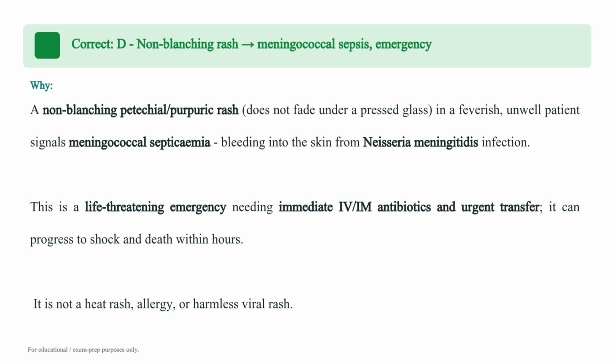The answer is D. Meningococcal septicemia, and the priority is emergency antibiotics now. A non-blanching petechial or purpuric rash, one that does not fade under a pressed glass, in a feverish, unwell patient signals meningococcal septicemia, bleeding into the skin from Neisseria meningitidis. This is a life-threatening emergency needing immediate IV or IM antibiotics and urgent transfer. It can progress to shock and death within hours. It is not a heat rash, allergy, or harmless viral rash.